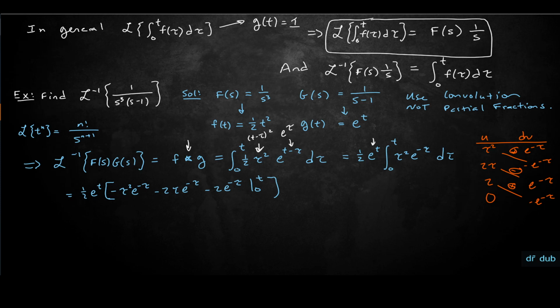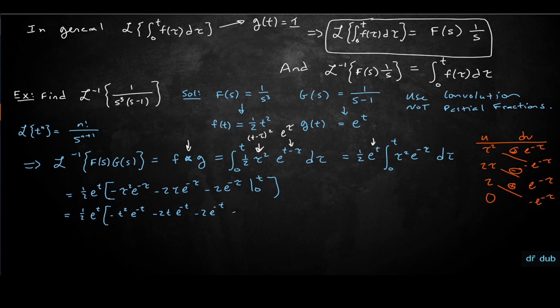Now let's plug in our bounds. That'll give us 1/2 e to the t times, and let's see, that would be a t, sorry, negative t squared e to the negative t minus 2t e to the negative t minus 2 e to the negative t.